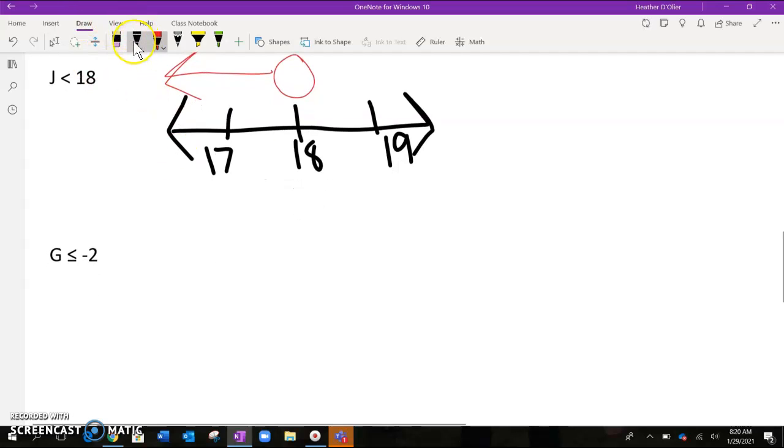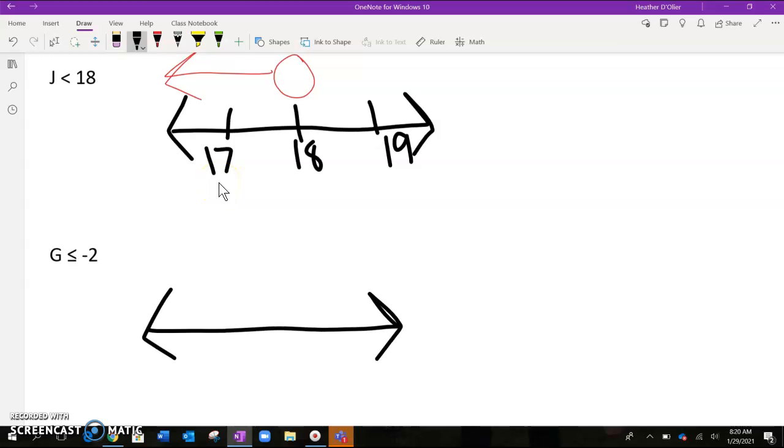This one is g is less than or equal to -2. So I make my graph, and sometimes you'll just have the graph, but in this case, we can just draw them. Okay, -1 would go here, -3 would go here. It says it's less than or equal to, so this circle is not open. This circle is closed because -2 is included in the solution set.